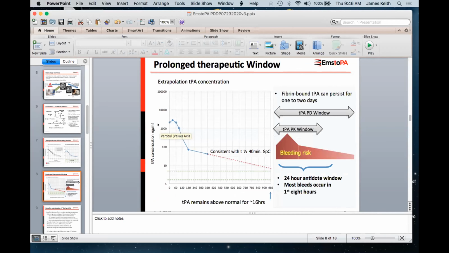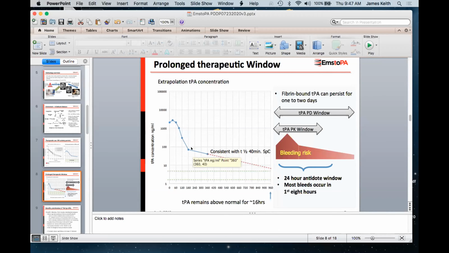And so, despite the fact that tPA has an initial rapid half-life of only 5 to 7 minutes, the terminal half-life is 40 minutes. And so this results in 16 hours of tPA levels that are in excess of that physiologic level of tPA. And as a result of that, we have an increased bleeding risk for up to 24 hours. And most of these severe bleeding episodes occur in the first 8 hours. And so this is because we have that prolonged activity. The beneficial action of tPA occurs in the first hour after it's administered. And so we have 23 hours of increased bleeding risk.